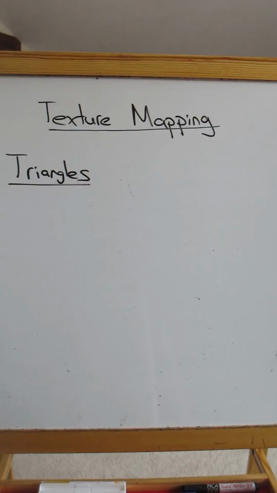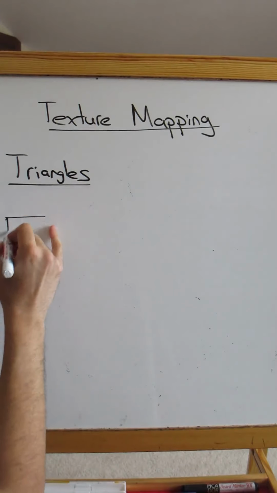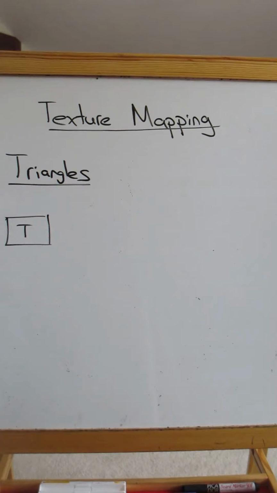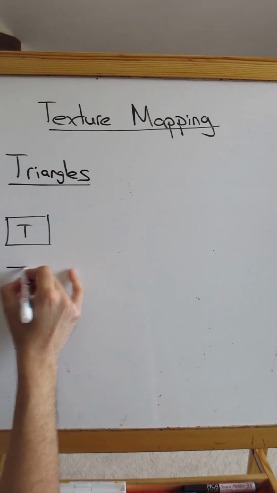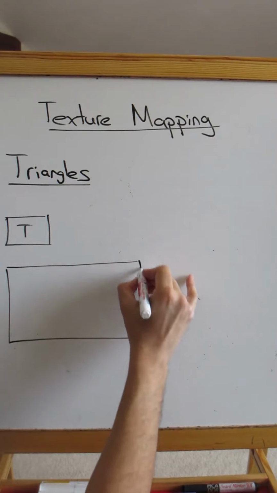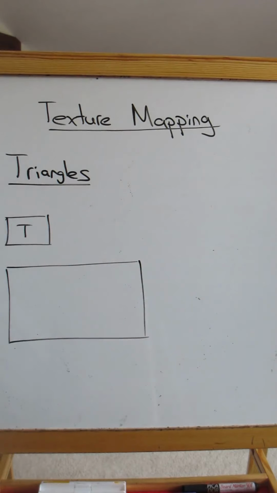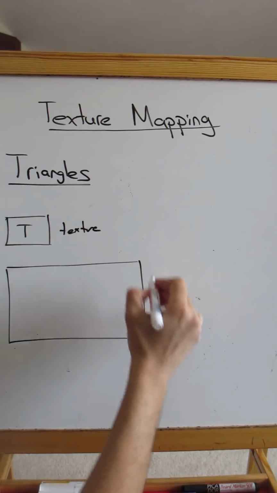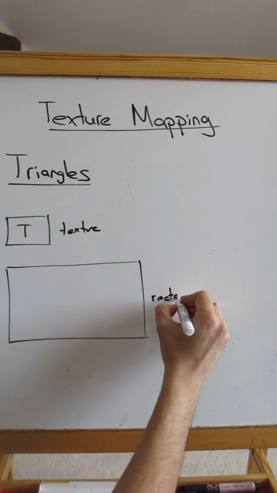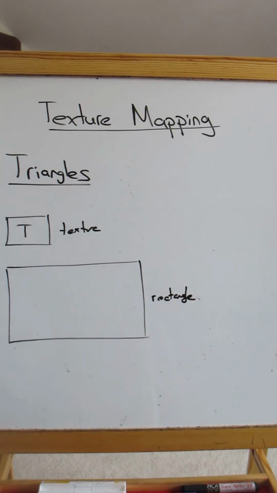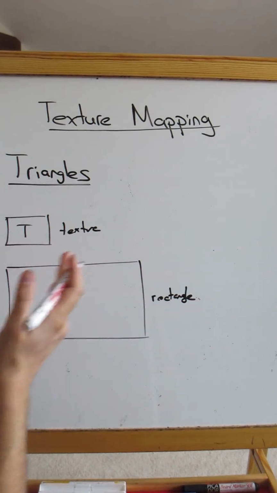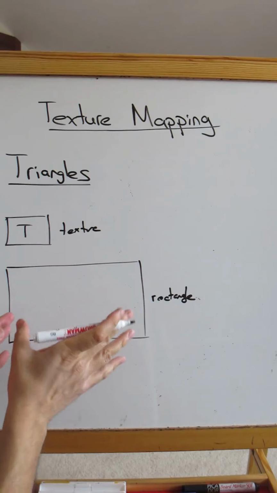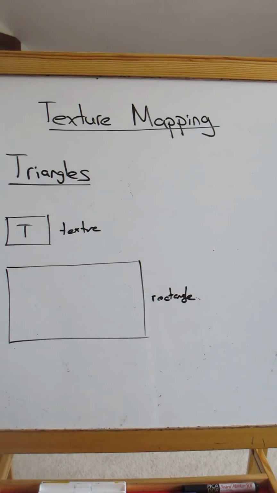So when we are mapping a texture to an object, there are different ways to do this mapping. Let's say we have a small texture, represented by T, and we have a large object, a rectangle. Now, when we map this texture, so this is our texture, this is our rectangle onto which we want to do the mapping. So one approach is to enlarge this texture to fit onto our triangle. I mean, how do we do the enlarging?